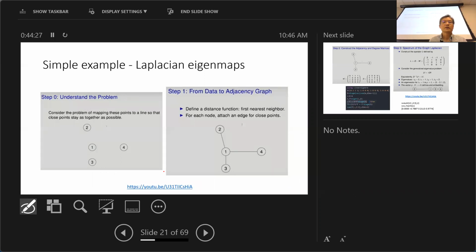So this is a toy example using only four data points to illustrate the major steps. The example is provided by this YouTube video, so I took some screenshots.